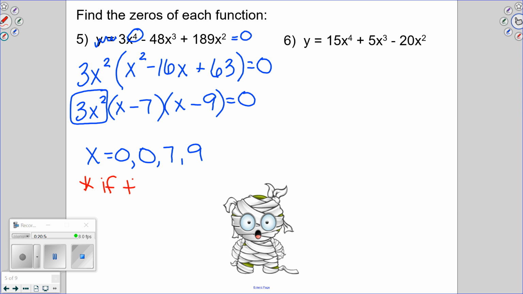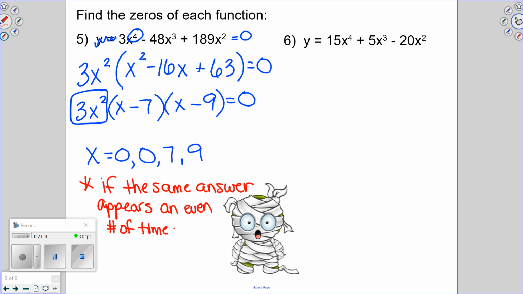If the same answer appears an even number of times, not if the answer is even, but if it shows up an even number of times, so that answer is listed twice, listed 4 times, listed 6 times, the graph bounces off of that point.